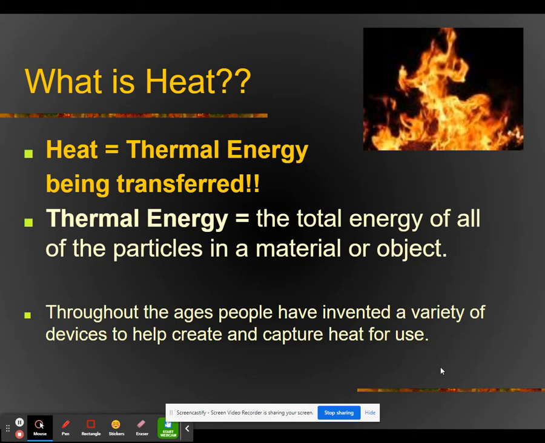So obviously, one of the greatest discoveries in the history of mankind is the discovery of fire. And since we've discovered fire, we've created a wide variety of devices that help to utilize the heat of fire or other things for our benefit.